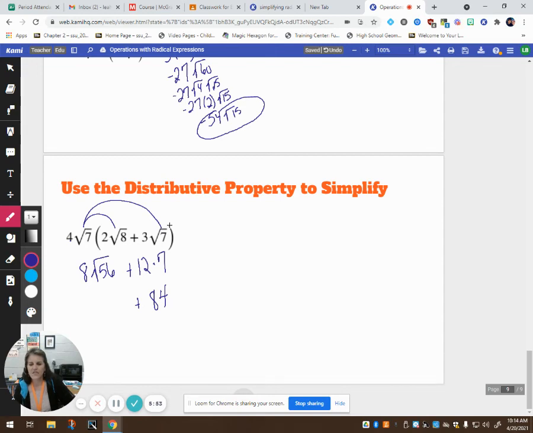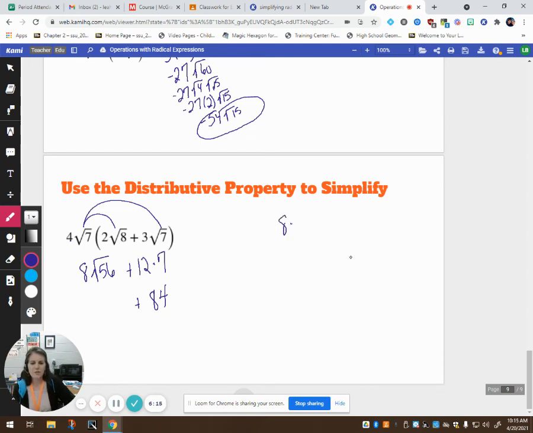What can I divide 56 by that would be a perfect square? So let's think. Is it divisible by 4, 9, 16, 25? Those are my first few perfect squares. I know that it's divisible by 4. I believe that's the largest perfect square it's divisible by. We'll check it and see.